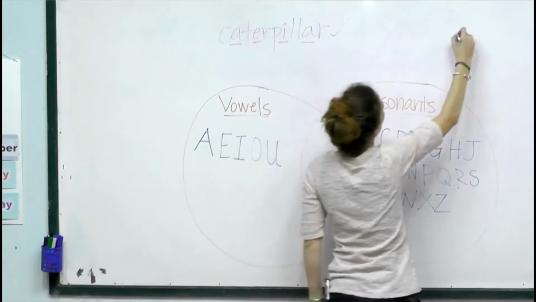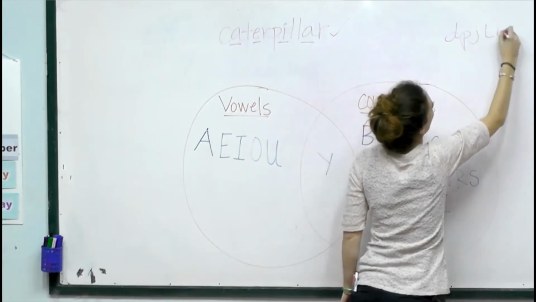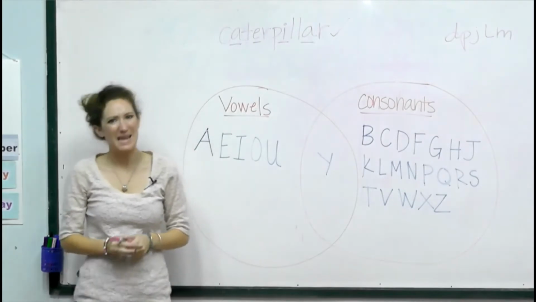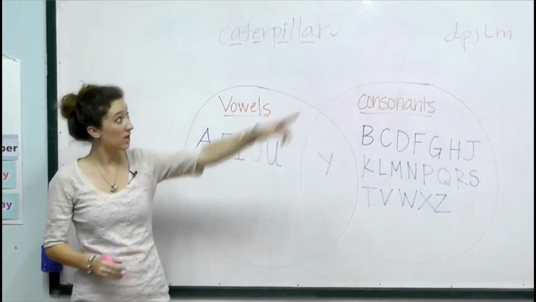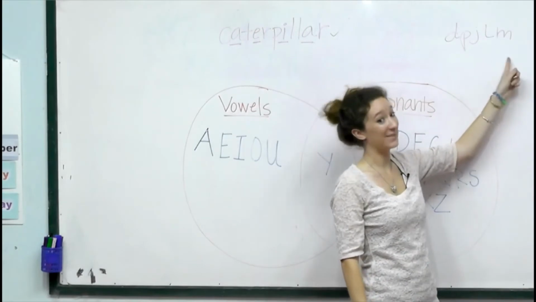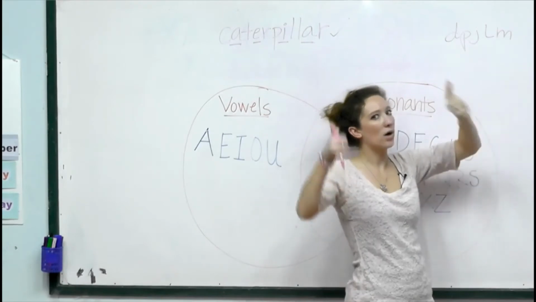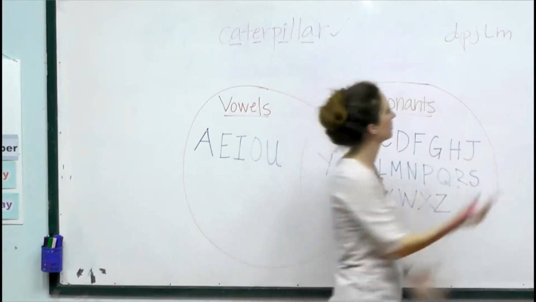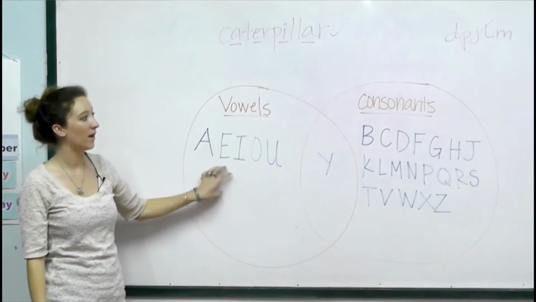What if I had these letters? Do you see an A? No. An E? No. I? No. O? No. U? No. Is this a word or not a word? Not a word, right? We must have a vowel.